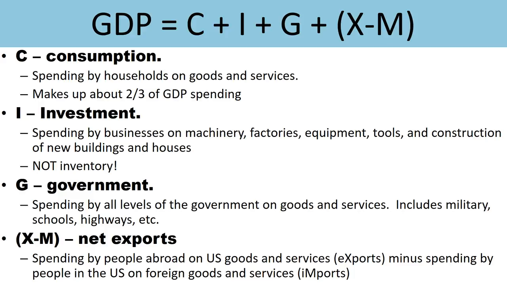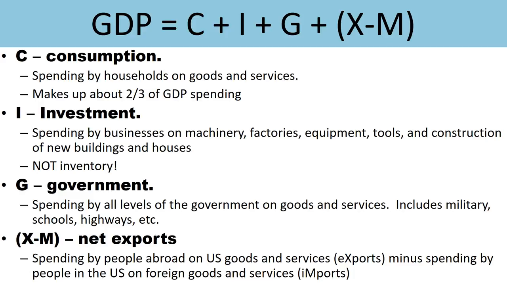I is for investment. This is not inventory, but this is when businesses are going to go out and say, I think the market looks pretty good. I'm going to add another production line. Or I think the market looks like it might be growing. I need to add another oven into my bakery so I can keep up with what people want. G is for government spending. This is all levels of government spending, from the national government, Washington, D.C., all the way down to the local government in the city of Ammon. So this is military, schools, highways, etc.